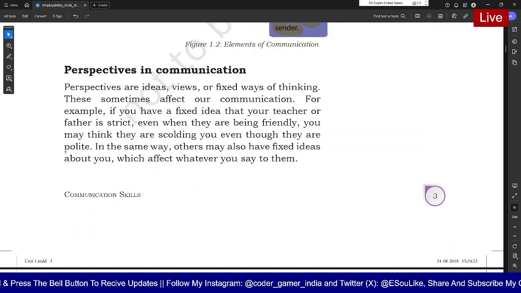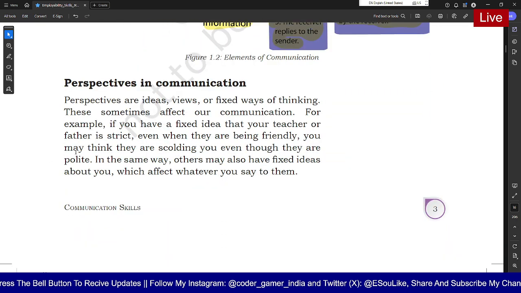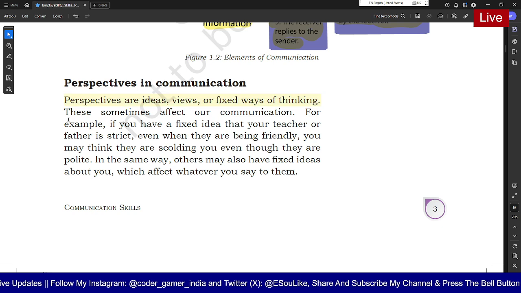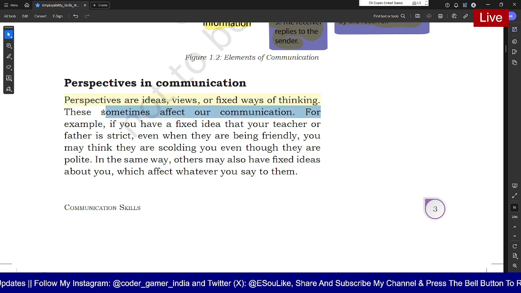Now we are going to see the perspective of communication. So what are the perspectives of communication? Perspectives are the ideas, views, or fixed ways of thinking. These sometimes affect our communication.